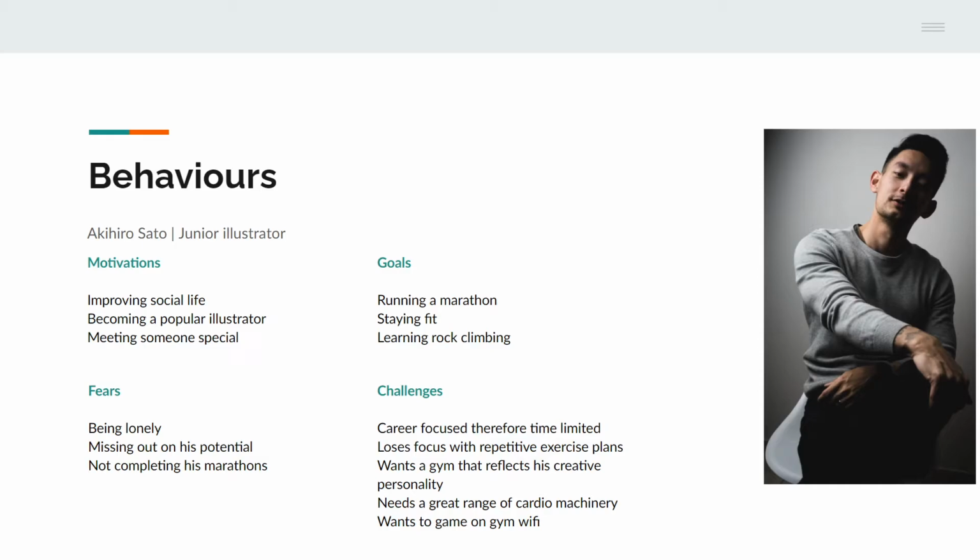We know that in Japan, people are very hard workers, so he might be very career focused and therefore not have a lot of time to gym. So maybe for him, flexibility is important. Maybe he gets bored very easily, so he loses focus when the exercise plans are too repetitive. Maybe he wants a gym that reflects his creative personalities. All of these things that I'm going through helps me put myself in the mind of the ideal customer, and it helps me through the marketing process.